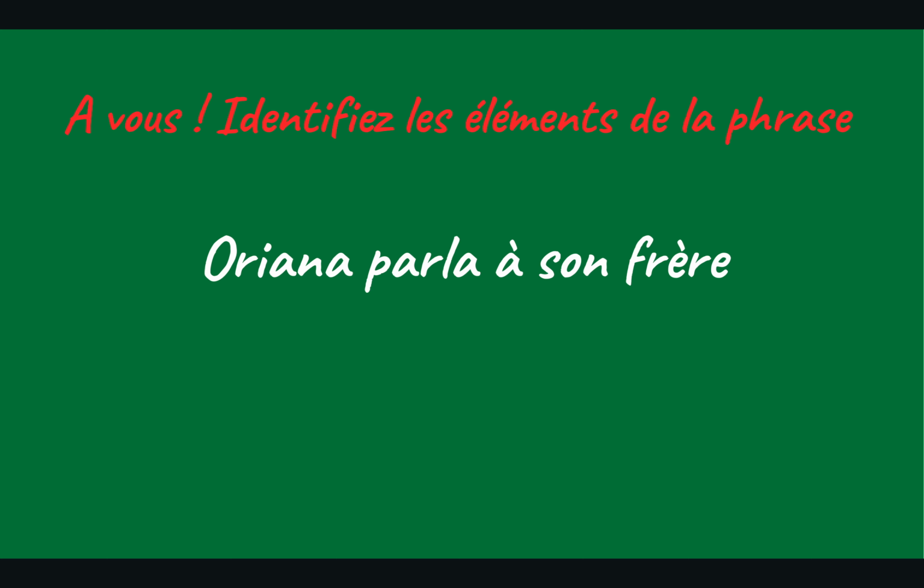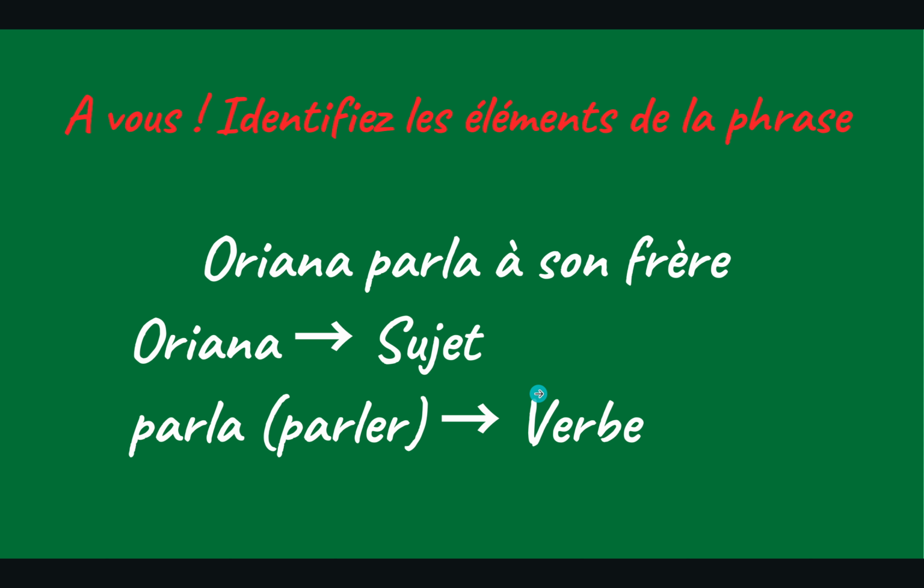Alors ici, on a un sujet qui est Oriana. Oriana, un nom propre, qui est le sujet. Oriana is doing the action. C'est le sujet. So she is the subject. Ensuite, le verbe parla, parler, to say, to speak. Parla is the verb. And here, this last element, à son frère.